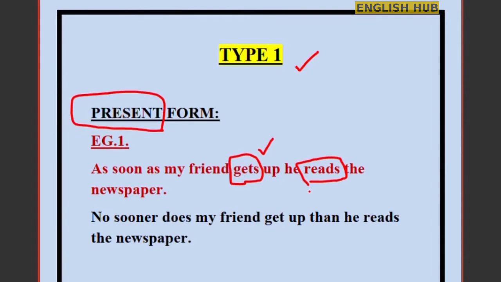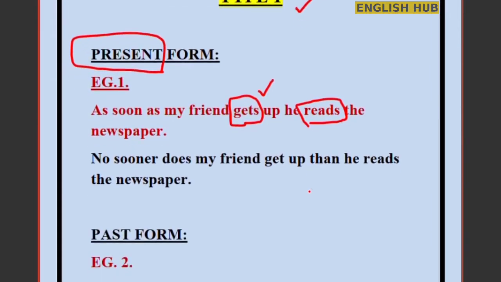What does this sentence mean? This sentence means that as soon as, immediately, when my friend gets up, what does he do? He reads the newspaper. Now this is what? This is a habitual fact. Always my friend does this. Okay. So how will I write the same sentence when we start it with no sooner?